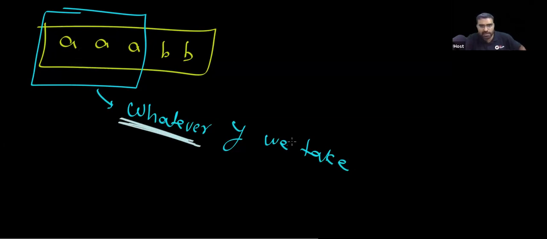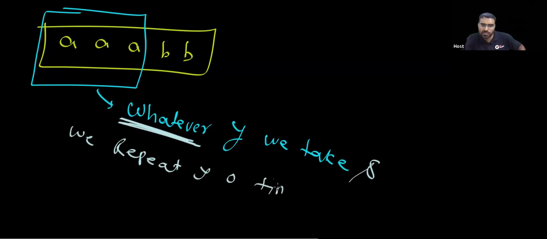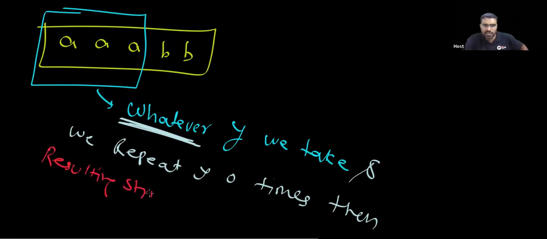See, this is your string, A, B. Now, in this area you take Y. Whatever Y we take in this area, for example if I take Y equal to double A, and we repeat Y 0 times, then there is a guarantee that the resulting string will have less than 3 A's. Yes or no? There is a guarantee.